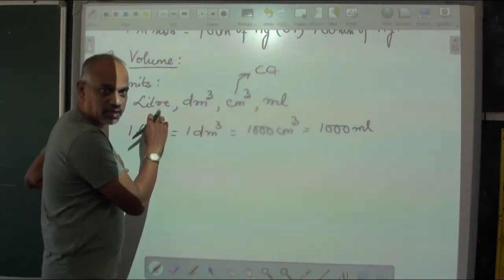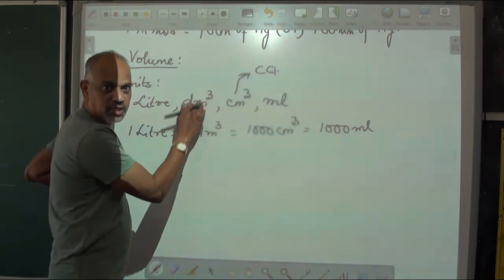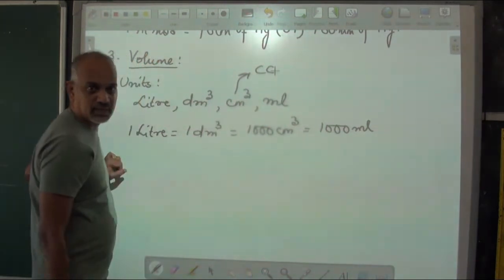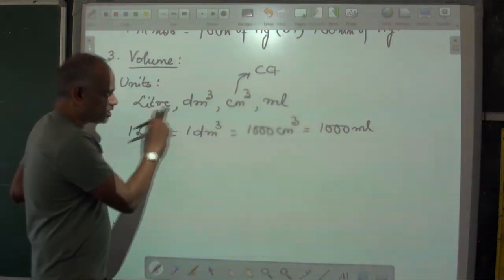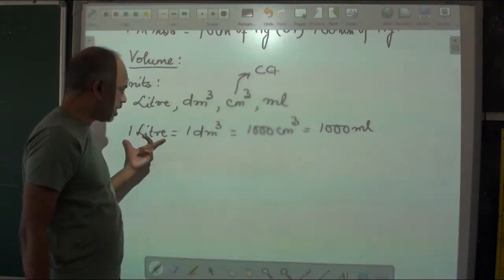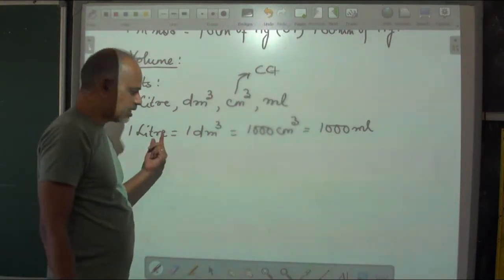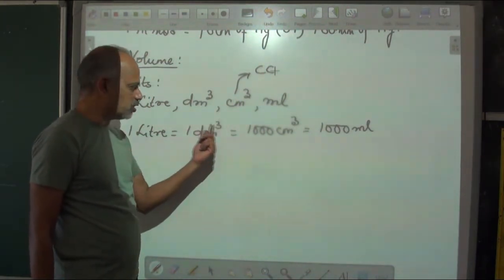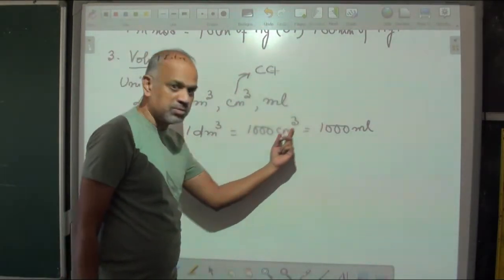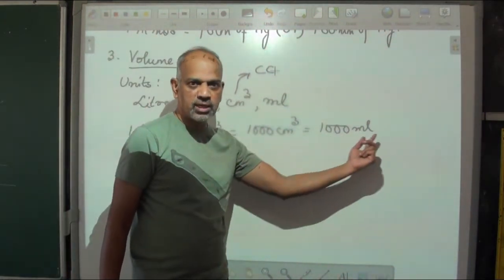And both these quantities are also the same. If I say 2 liters, it means 2 decimeter cube. So these two quantities are the same. These two quantities are also the same. So the relationship between them is, if you take 1 liter of anything, 1 liter is equal to 1 decimeter cube. 1 liter is the same as 1 decimeter cube, and 1 liter is also equal to 1000 centimeter cube, and 1 liter is also equal to 1000 milliliter.